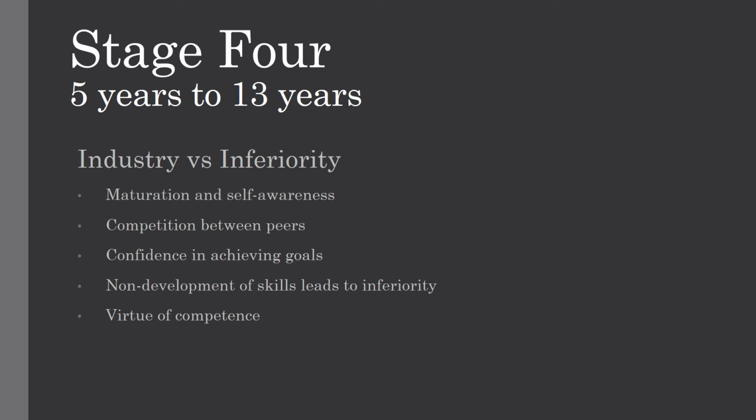Stage 4, 5 years to 13 years: industry versus inferiority. During this stage, the children start grade school. This is where teachers begin to take an important role as the learning begins. During this stage, maturation and self-awareness begin to happen with the child.